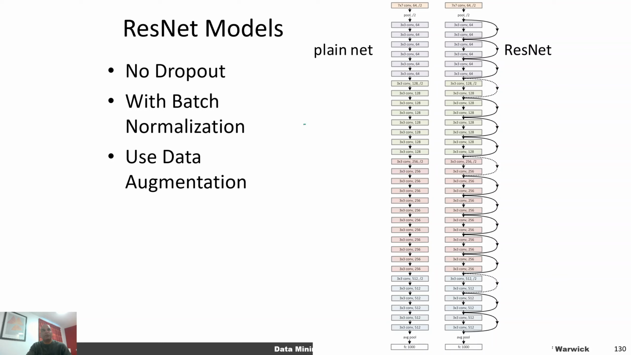So this is a pictorial comparison between a plain network and a residual network, or ResNet as it is called. You have your input image going in over here, and then you pass it through all of these, and then you get an output.